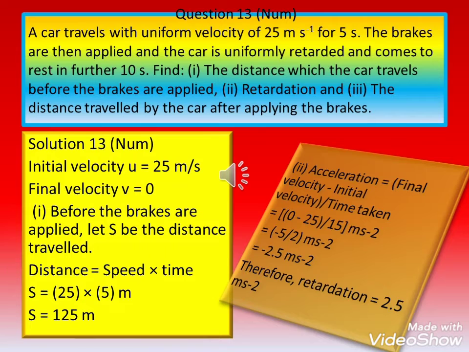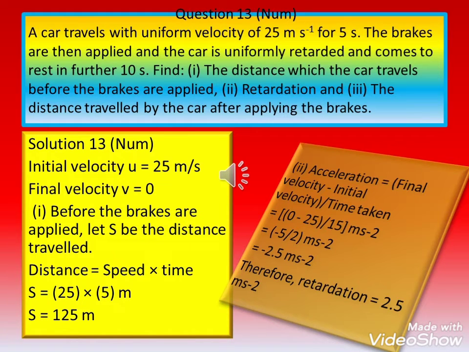Question number 13. A car travels with a uniform velocity of 25 meter per second for 5 seconds. The brakes are then applied and the car is uniformly retarded and comes to rest in a further 10 seconds. Find, first question, the distance which the car travels before the brakes are applied. Second question, retardation. And third question, find the distance travelled by the car after applying the brakes. And solution. Initial velocity u is given as 25 meter per second and final velocity v is given as 0 meter per second because brakes are applied, which means the car comes to rest.